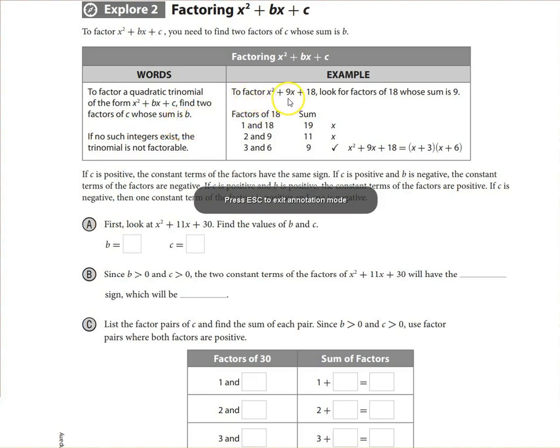Okay, so they give you an example here of factoring x squared plus 9x plus 18, where we look for factors of 18. Factors are just numbers that multiply to equal other numbers. And we need those two factors to also have a sum of 9.